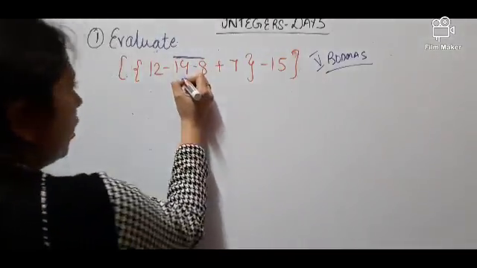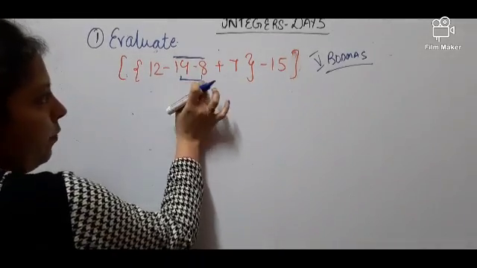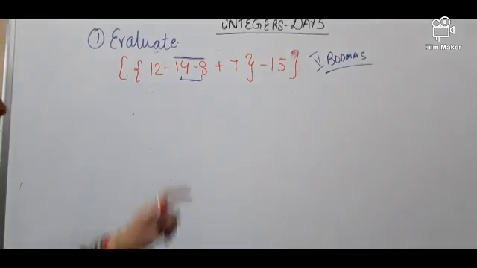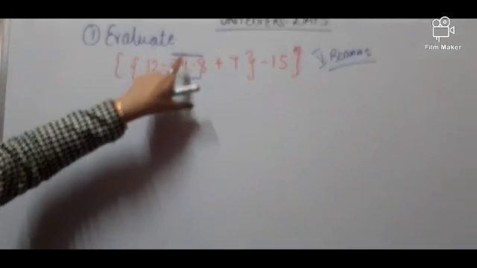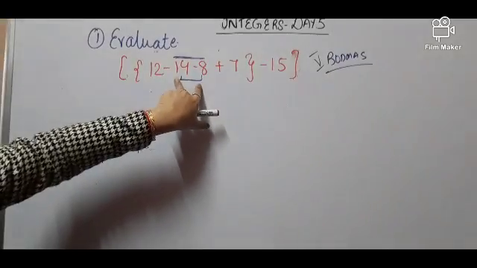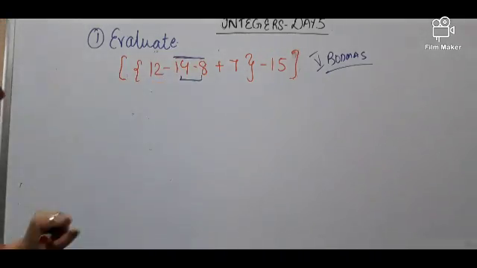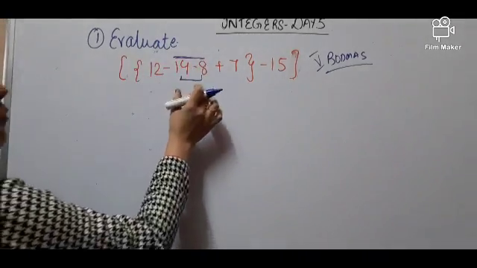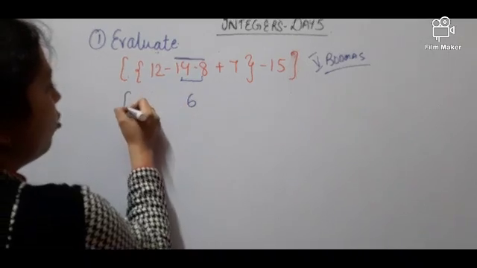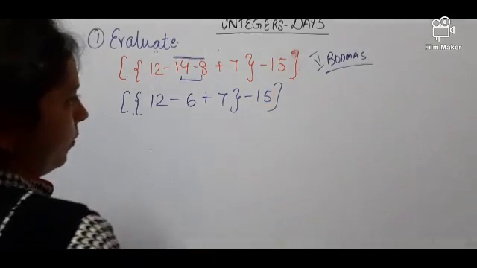How will we solve it? 14 minus 8. We will ignore the sign that is before the vinculum. We will solve just the numbers that are under the vinculum. So 14 minus 8 will give you 6. Then now write the entire question as it is: 12 minus 6, and remove the vinculum at this step. And then do the question.